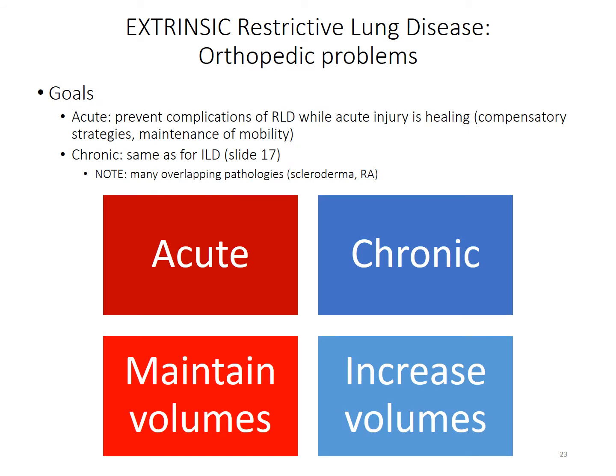So to recap, in acute orthopedic problems, we primarily want to maintain volumes in order to avoid atelectasis or other consequences such as pneumonia, decreased ventilation. In chronic orthopedic problems, the goal is to maximize or increase volumes as much as possible depending on the particular pathology involved and how advanced it is.